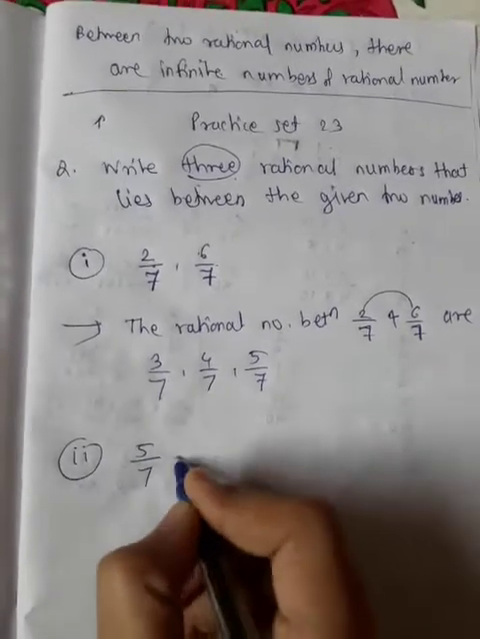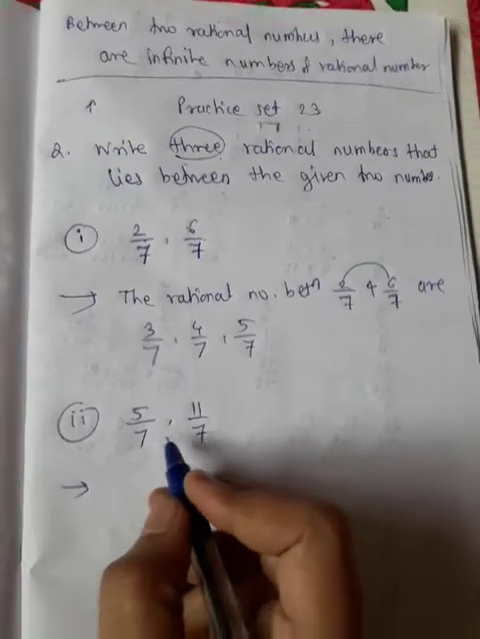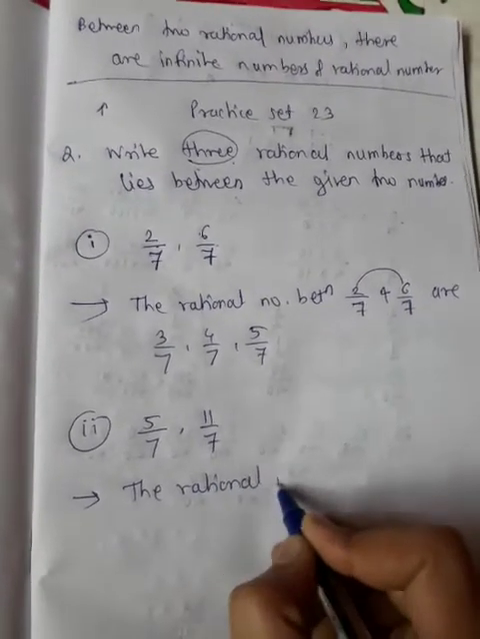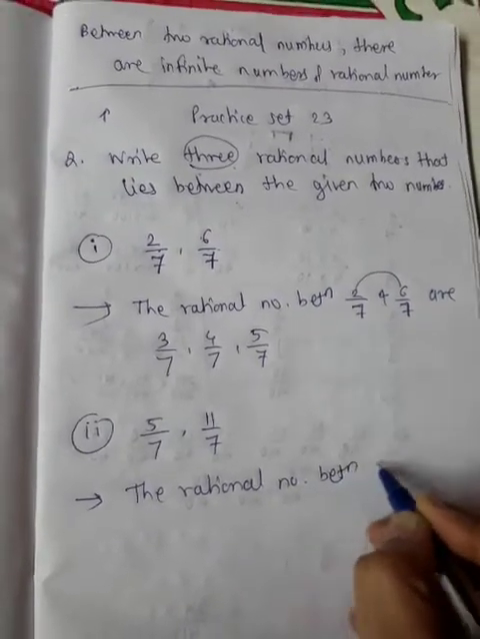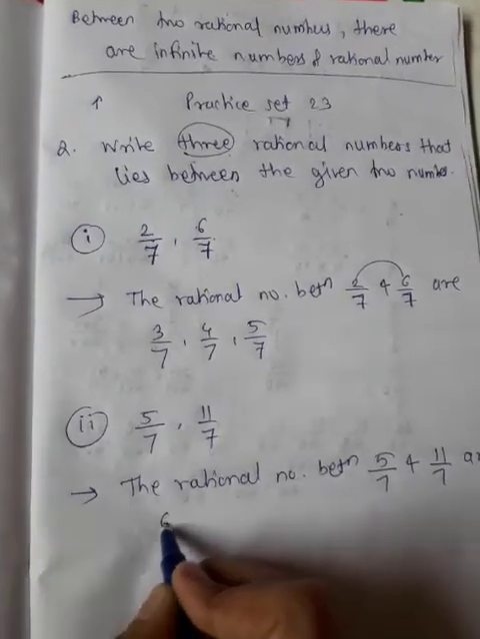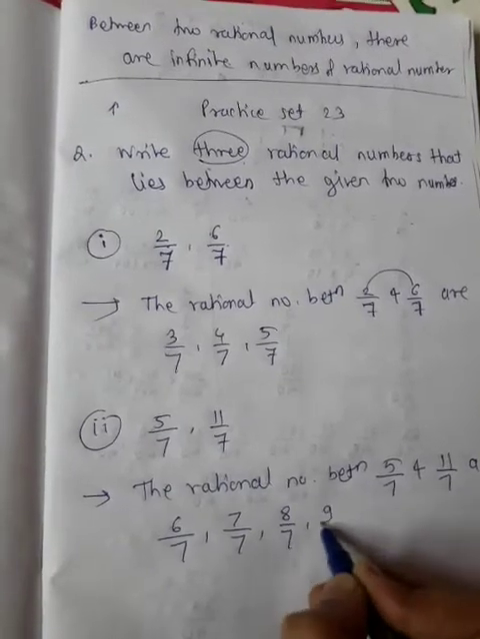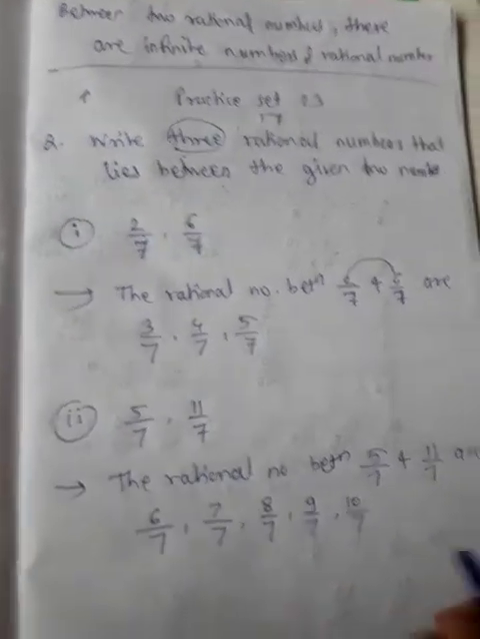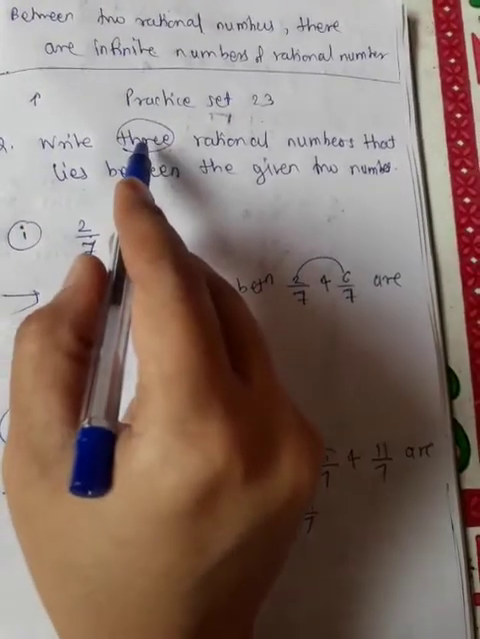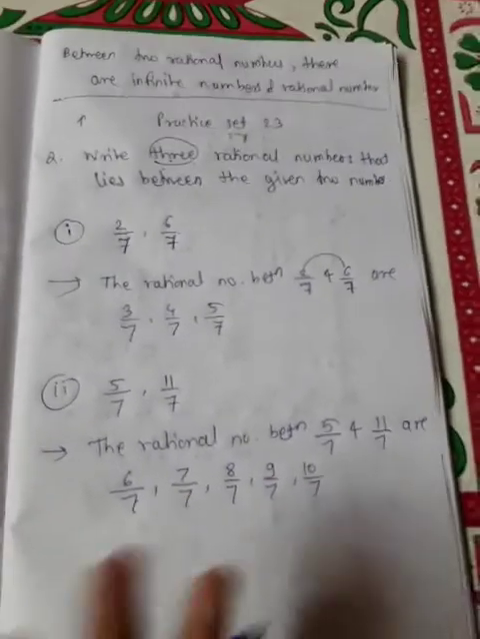Now the second, 5/7 and 11/7. Here also the denominators are the same, so the rational numbers between 5/7 and 11/7 are 6/7, 7/7, 8/7, 9/7, 10/7. We were asked to write only 3, but here we get 5. So you can write more rational numbers also.